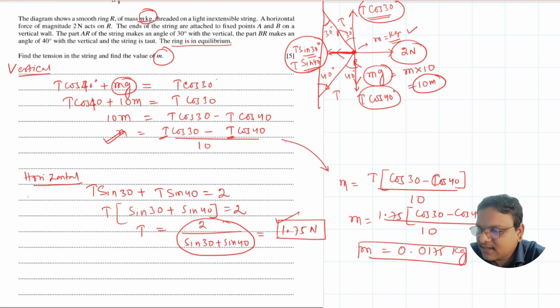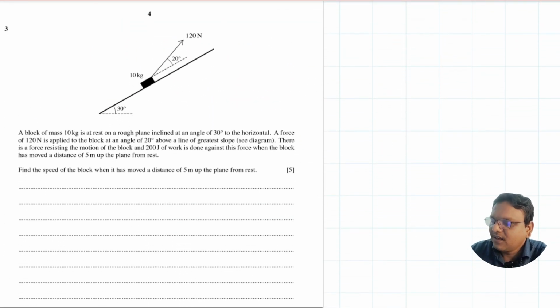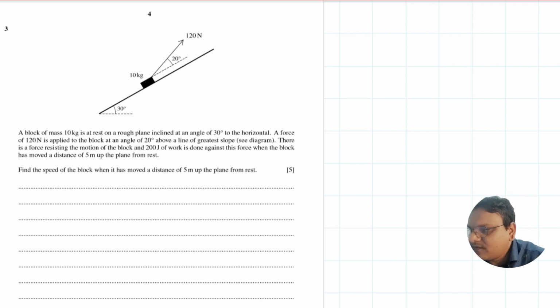Okay, let's move to the third question. You can see here the third question is written in this way: we have a block of mass 10 kg, right? 10 kg is at rest on a rough plane inclined at an angle of 30 degrees. A force of 120 Newton is applied to the block at an angle of 20 degrees above the line of greatest slope, right? There is a force resisting the motion of the block. So obviously resisting motion means the force should be applied in the opposite direction, right?